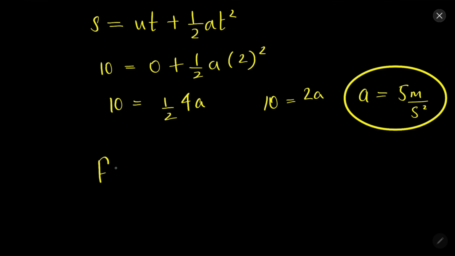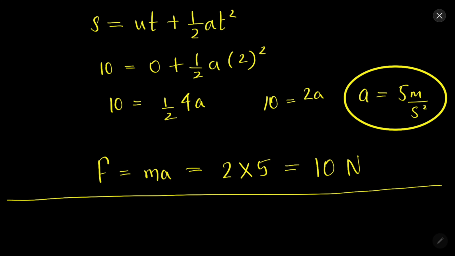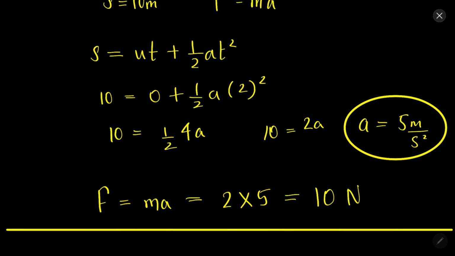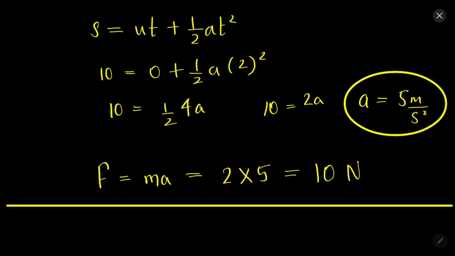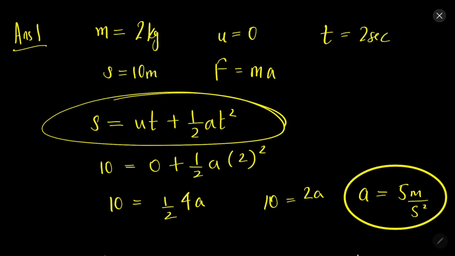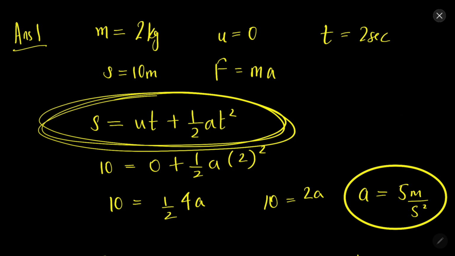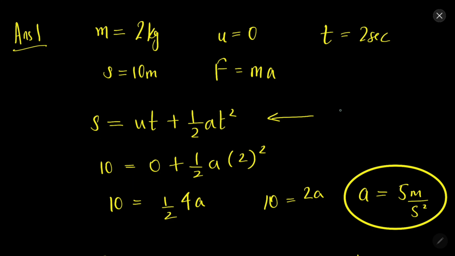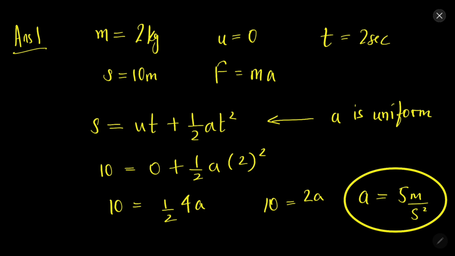Now what will be the force? F will be equal to ma, that is, mass 2 kg into acceleration 5, which means 10 Newton. So this will be our answer. We only needed to find the acceleration, which was easily calculated using this formula. Again, remember, this equation is valid only when the acceleration is uniform, otherwise it is not valid.